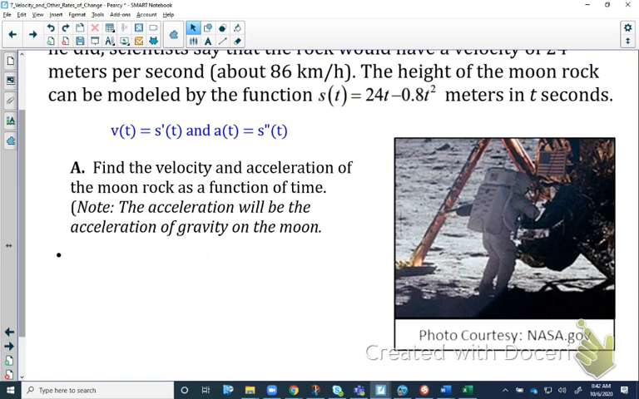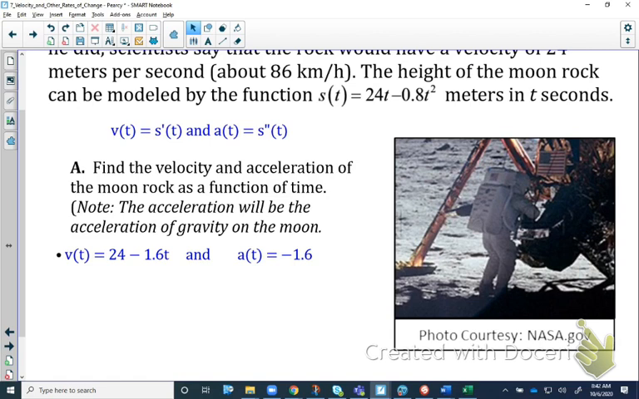So here the velocity, what I'm illustrating with the text in blue, is that the velocity function is the first derivative of the position function, and that the acceleration function is the second derivative of the position function. So in this case, find the velocity and acceleration of the moon rock as a function of time. For velocity, we need to take the first derivative of the position function, which gives us 24 minus 1.6t.